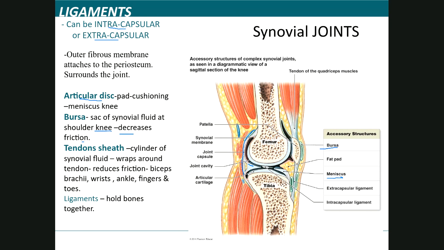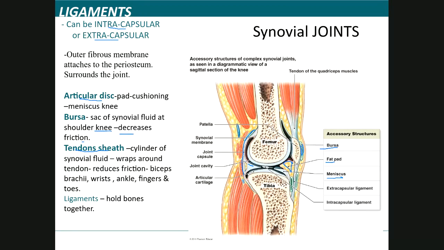We also have tendon sheaths. So tendon sheaths are cylinders of synovial fluid that wrap around certain tendons. An example would be around the biceps brachii in the shoulder. And we talked about the fat pad. You could see the fat pad around the patella. We've got an infrapatellar and suprapatellar. We named the fat pads and the bursas based on the location, in this case around the patella. So this would be the suprapatellar bursa, and this one would be the infrapatellar bursa.